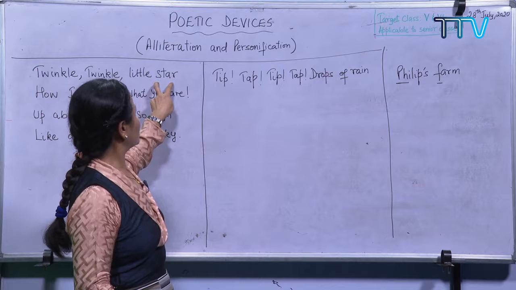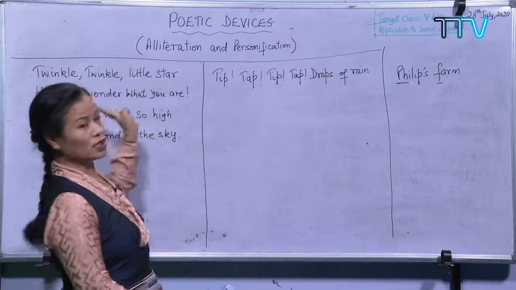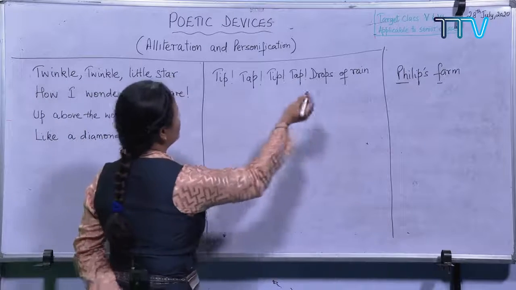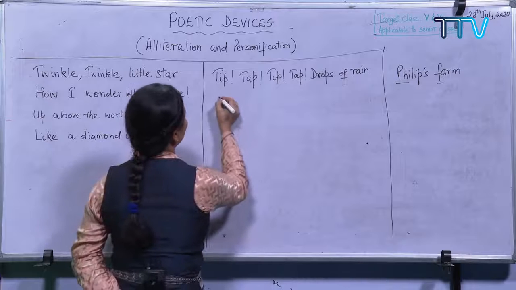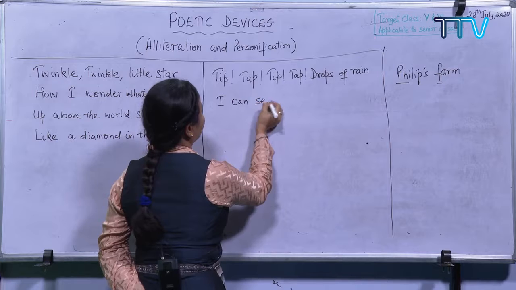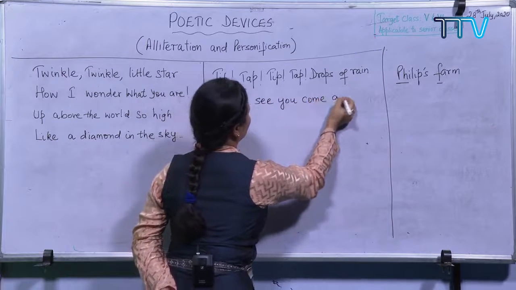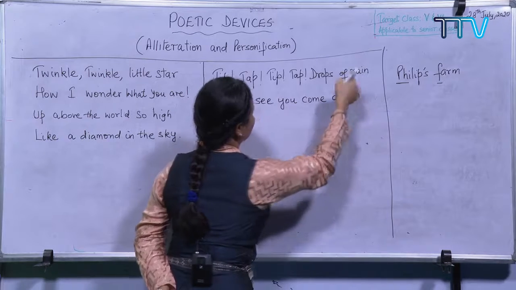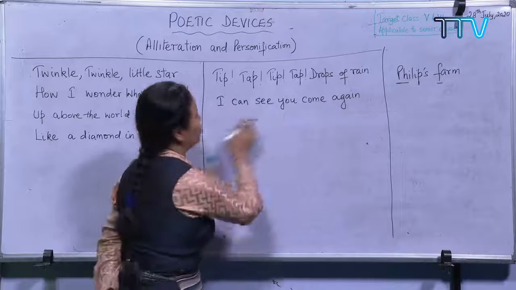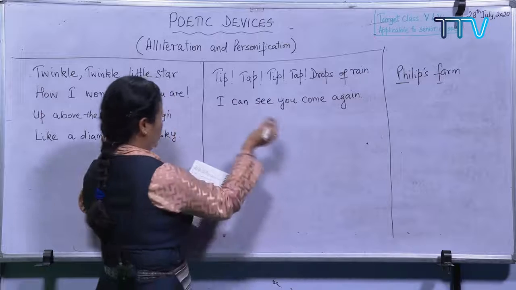In Twinkle twinkle little star, you are talking to the star, comparing the star to a diamond in the sky. Here a simile is used. Here I am using personification. I can say: tip tap, drops of rain, I can see you come again. This is what I have written. You will see I am also following a rhyme pattern. I am making it rhyme: I can see you come again.